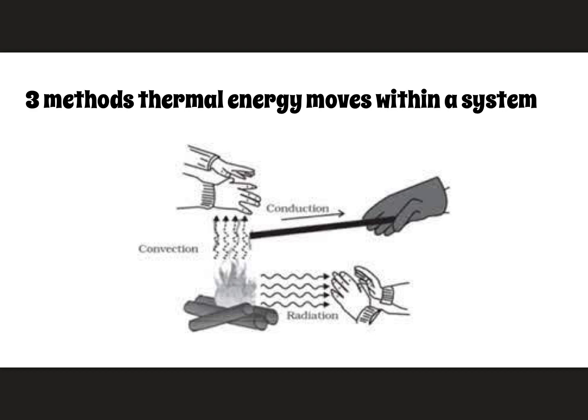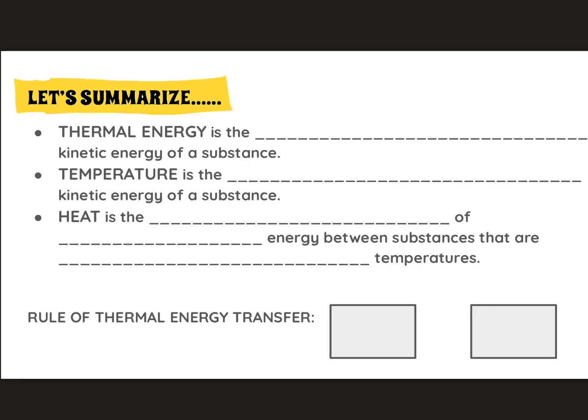There are 3 methods that thermal energy is able to transfer through a system. They are convection, conduction, and radiation. We will learn more about these throughout the lesson. Let's take a moment to summarize what we've learned so far. Thermal energy is the total amount of kinetic energy of a substance. Temperature is the measurement of the kinetic energy of a substance, and heat is the movement of thermal energy between substances that are different temperatures. Let's take a moment to fill that in.